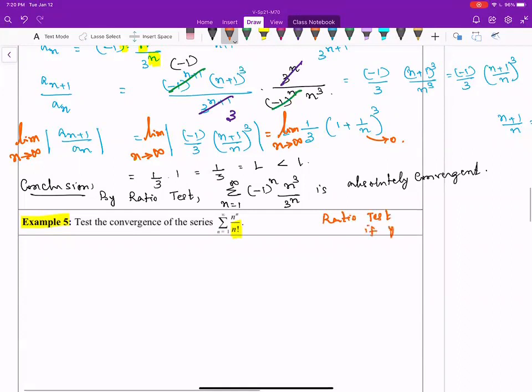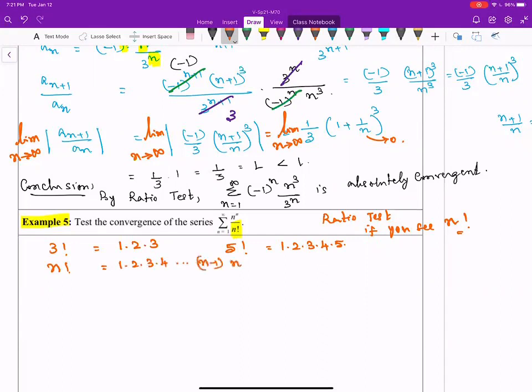If you see factorial n, let's recap what this n factorial means. So 3 factorial stands for continued product up to 3. 5 factorial stands for continued product up to 5. So factorial n would mean 1, 2, 3, 4, continued product up to n.